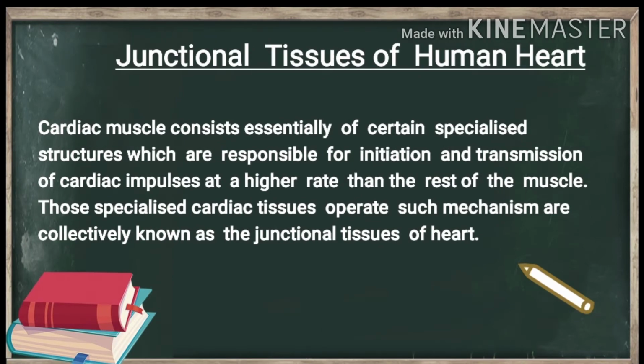Now look, what is junctional tissue of the human heart? Cardiac muscle consists essentially of certain specialized structures which are responsible for initiation and transmission of cardiac impulse at a higher rate than the rest of the muscle. Those specialized cardiac tissues that operate such mechanisms are collectively known as the junctional tissue of the heart.